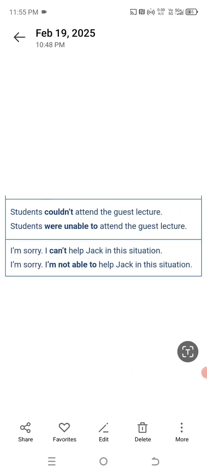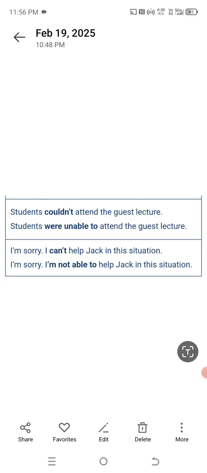Students couldn't attend the guest lecture. Here the given sentence is negative because they used couldn't, and could is the past tense form of can. So while there is could in the sentence, and if the suggestion is to use unable to, then we have to begin our sentence as it is.